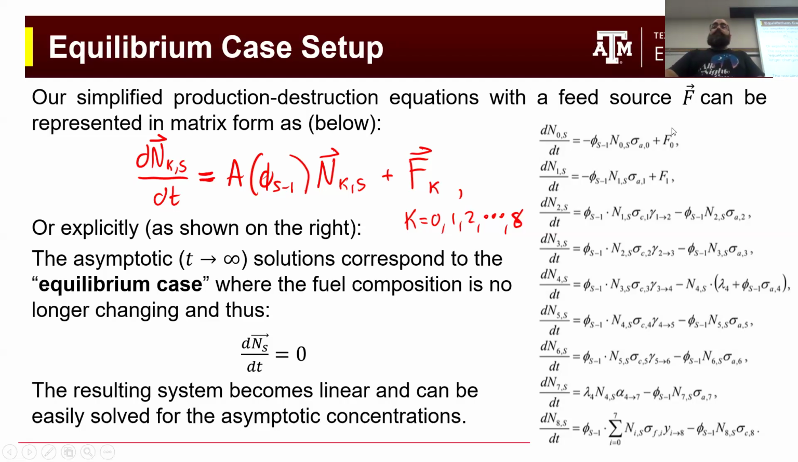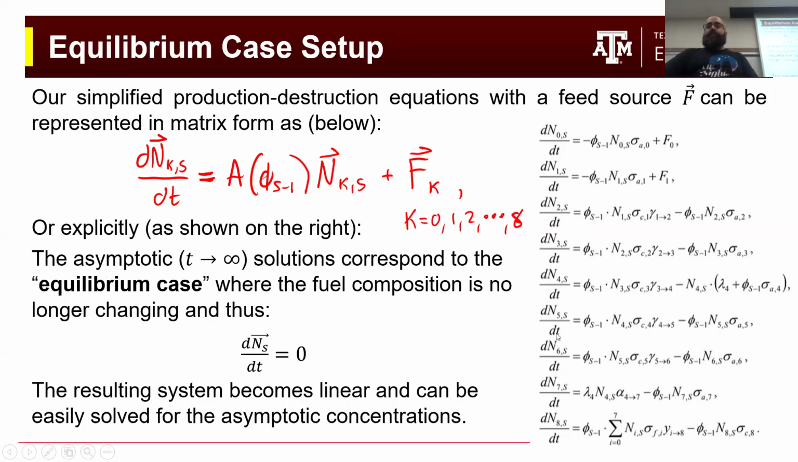And without the feed source, my fuel nuclides will just exponentially decrease as time goes forward. But if I add in this feed source, then it allows me to obtain an equilibrium concentration of these fuel nuclides. An equilibrium concentration just means that I'm getting to a point where the rate of change of my concentrations is no longer changing with time. So these derivatives, if I were to evaluate these equations in their equilibrium situation, that would be at a very long time into the operation where all of these derivatives are equal to 0.